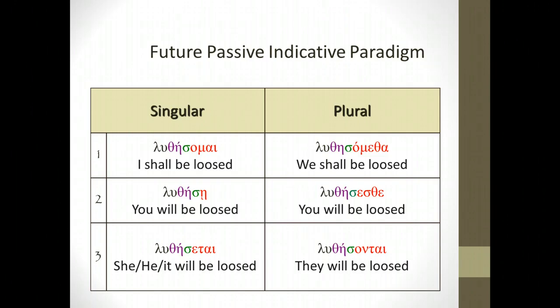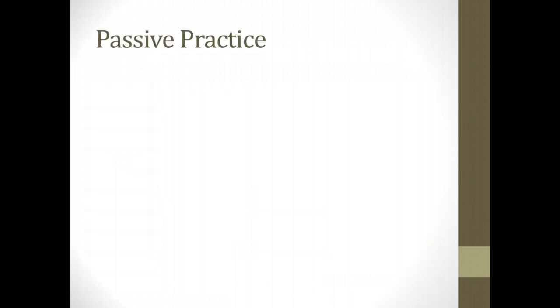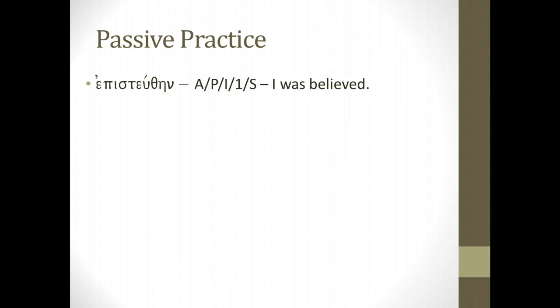Just keep in mind that there's no augment. That's your clue. It's the future. And keep in mind that these are the passive voice only, not the middle. All right. With that behind us, let's do a little bit of passive verb practice from the aorist and the future. The first one we have up here is epistutheen.